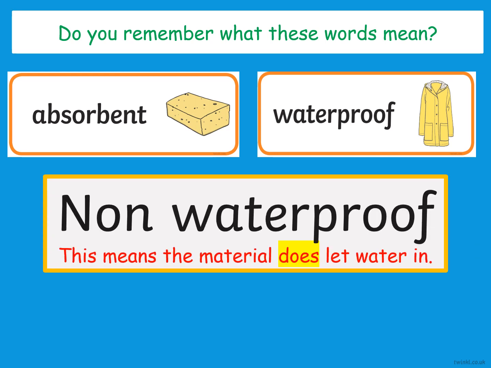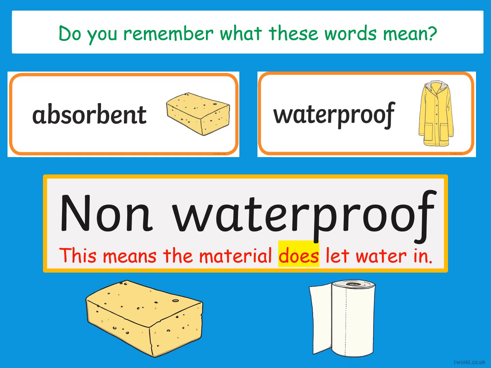Today we're going to look at another word, and that word is non-waterproof. Repeat after me, non-waterproof. And the word non-waterproof means that the material does let water in. Okay, so the word waterproof means that it does not let the water in. The water just slides along the material. And the word non-waterproof means that it does let water in.